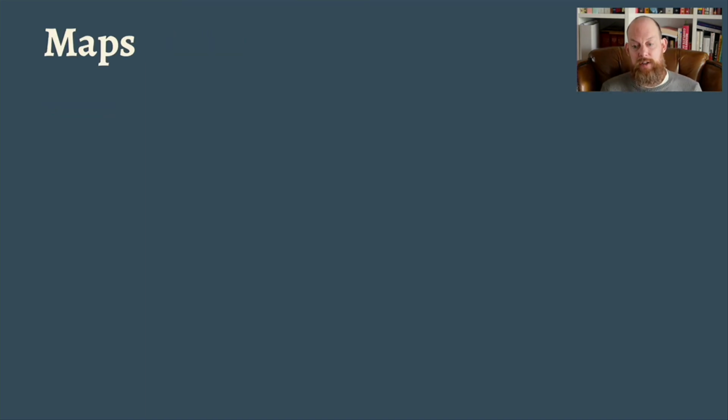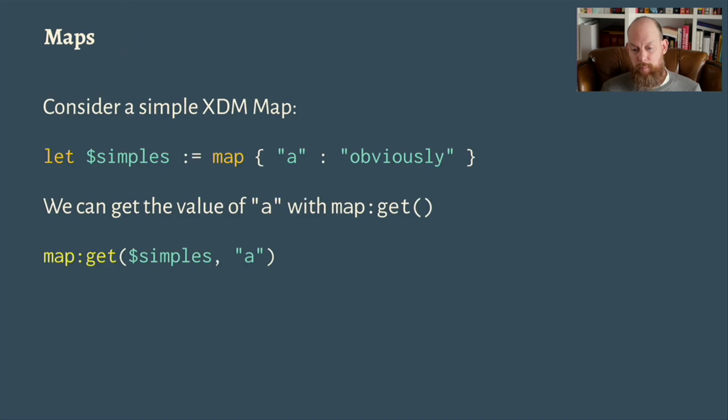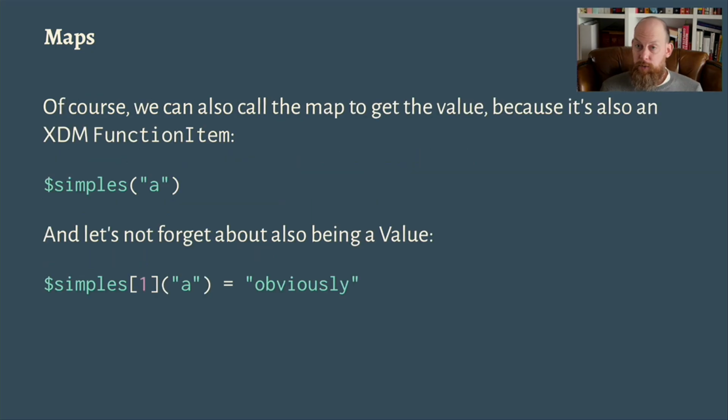We do need to take a closer look at maps in XDM. Consider a simple XDM map. We get the value corresponding to the key A using map get, as you can see here. Of course, we can also call the map to get the value because a map item in XDM is also a function item, so it's callable. But obviously it's also a value, so we can index into the sequence represented by the value to get the value out, which is slightly confusing.